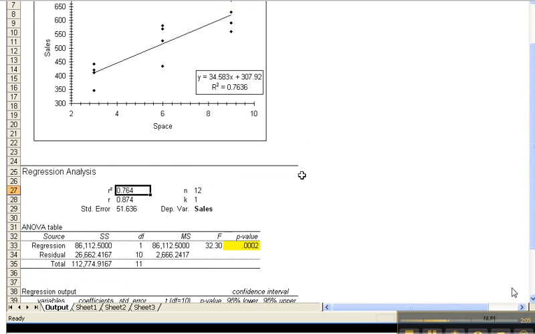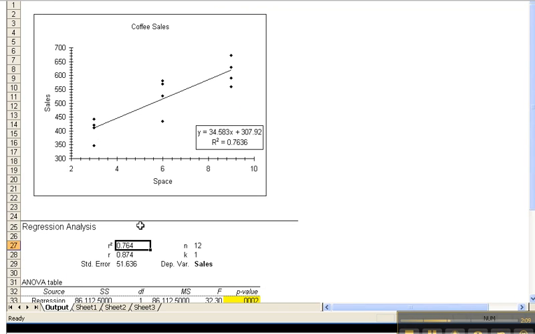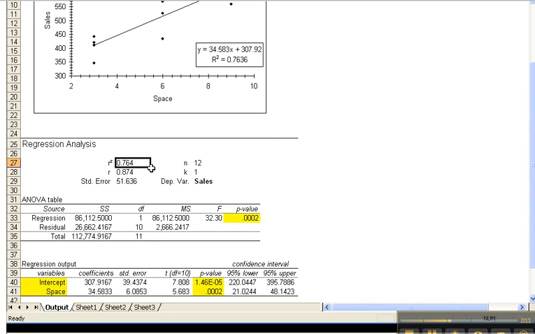R, 0.874, is the correlation coefficient, and it measures the strength of the linear relationship between the variables. The closer this is to 1, the better the positive linear relationship is. The closer this is to -1, the stronger the negative linear relationship is. And here with an r of 0.87, again, that's a pretty high percentage.